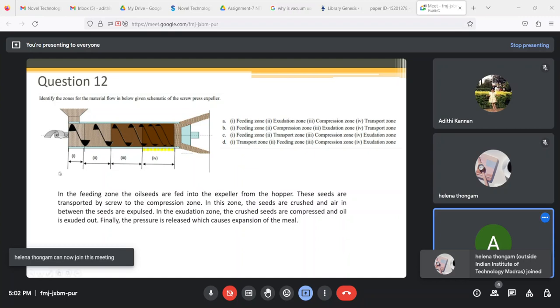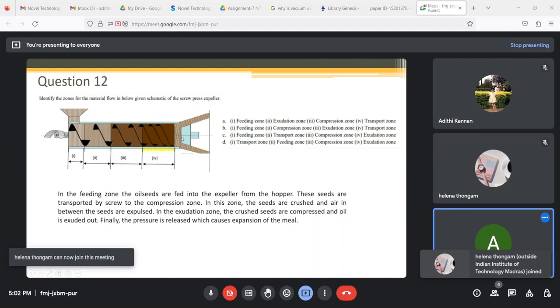Then you have the compression zone. Because of the rotary motion of this screw, which is actually a helical screw, and because of the high pressure maintained inside the barrel, the compression zone will compress all the oil seeds that you are passing through. So third comes the compression zone, and by the end of the expeller the pressure will be so high that this is where the majority of the extrusion will take place. So this is known as the extrusion zone.